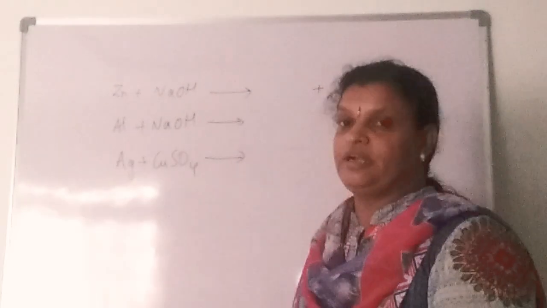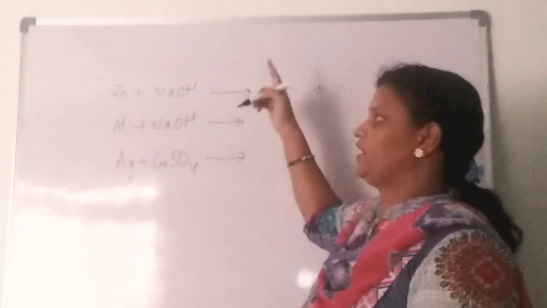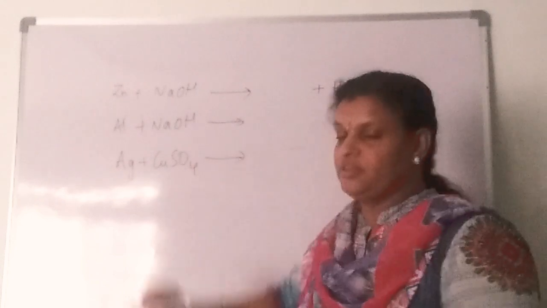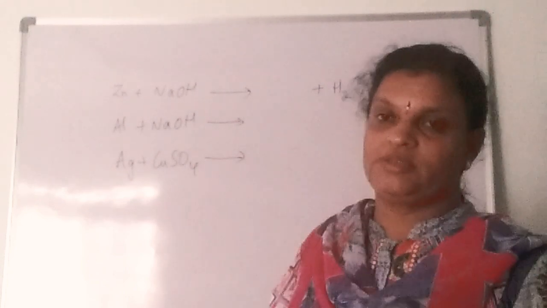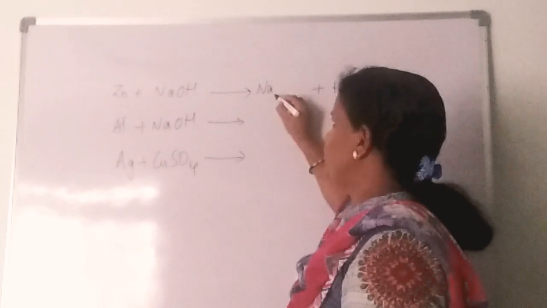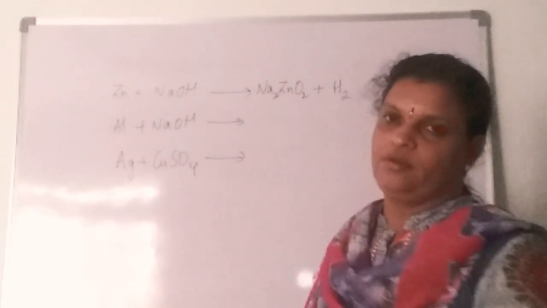Generally, as we have seen, metals react with the acids to produce hydrogen gas. Here, these metals will react with the bases to produce the hydrogen gas. Along with the hydrogen gas, they produce some salt also. What is that salt here? Here it will produce sodium zincate. Sodium zincate will be formed here.